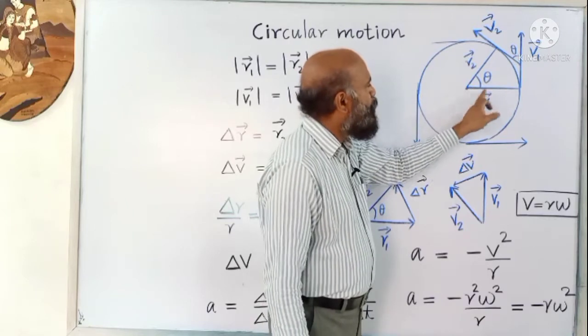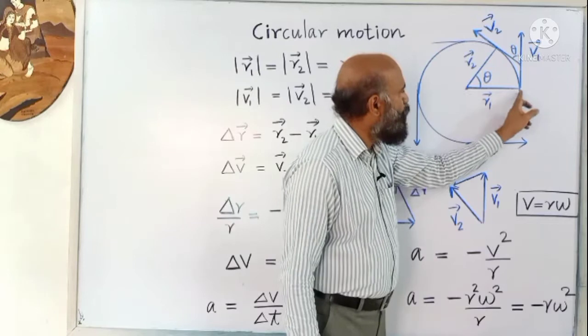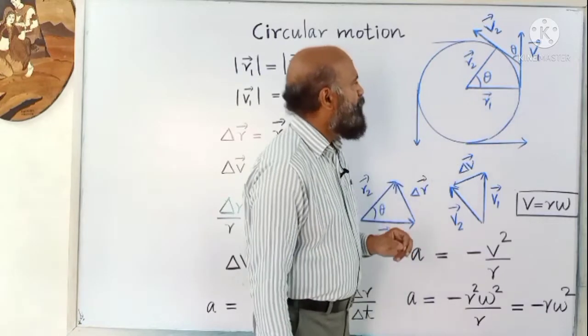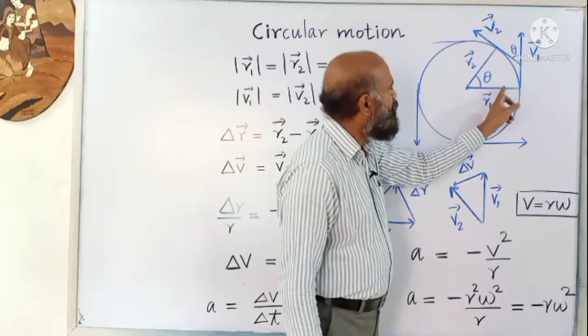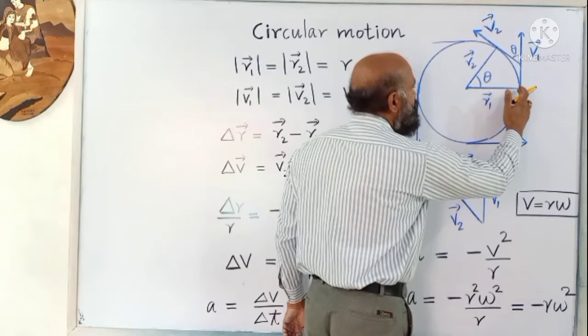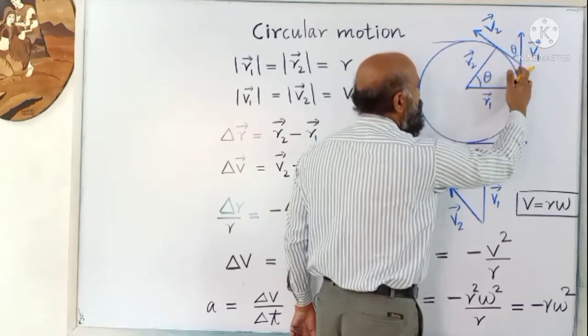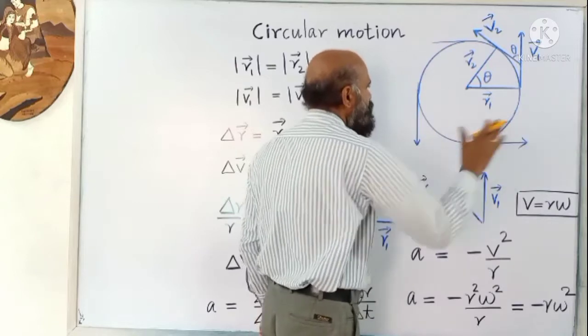Then the angle between the radius vectors, here it is the radius vector r1 vector, this is r2 vector. Always the velocity will be perpendicular to the radius vector. See here, this is the radius vector and this is the velocity vector. So the velocity is always along the tangent.